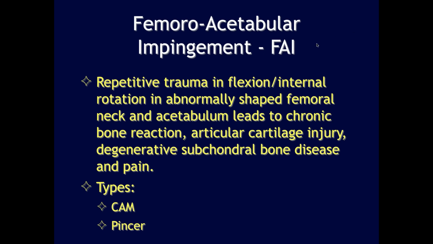Today we will talk about femoroacetabular impingement, which you're all familiar with, but it's basically when you have repetitive trauma from flexion and internal rotation, abnormally shaped femoral necks and acetabulum, which leads to chronic bone reaction and traumatic injury, articular cartilage injury, degenerative subchondral bone disease, and pain. And the initial abnormality can be congenital, an abnormal congenital shape, or slipped capital femoral epiphysis.